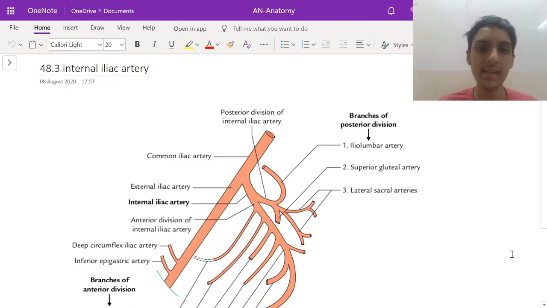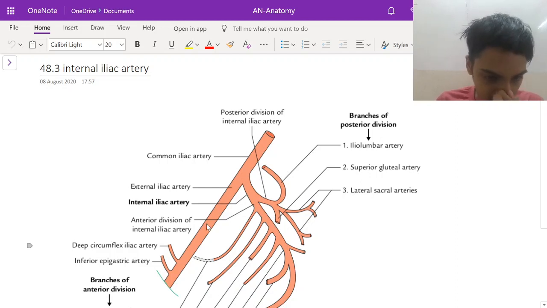Hello friends, in this video we'll talk briefly about the branches of the internal iliac artery. The internal iliac artery arises from the common iliac artery. The common iliac artery is in turn a branch of the abdominal aorta. Now see here, the common iliac artery is dividing into the external and the internal iliac artery.